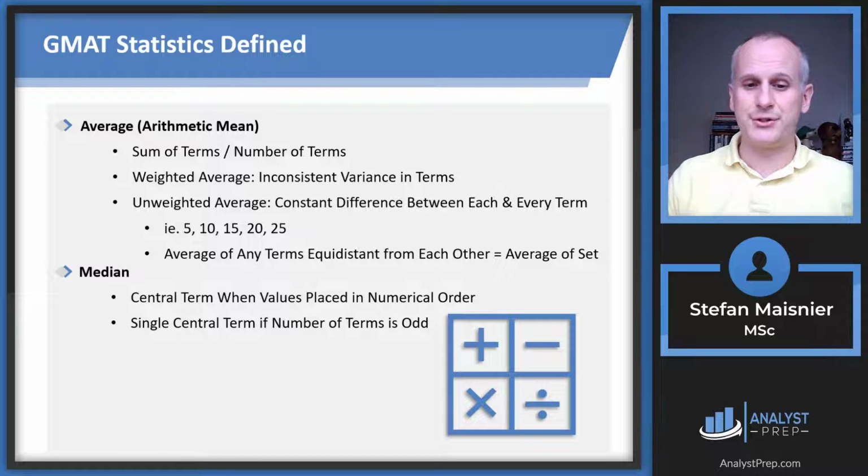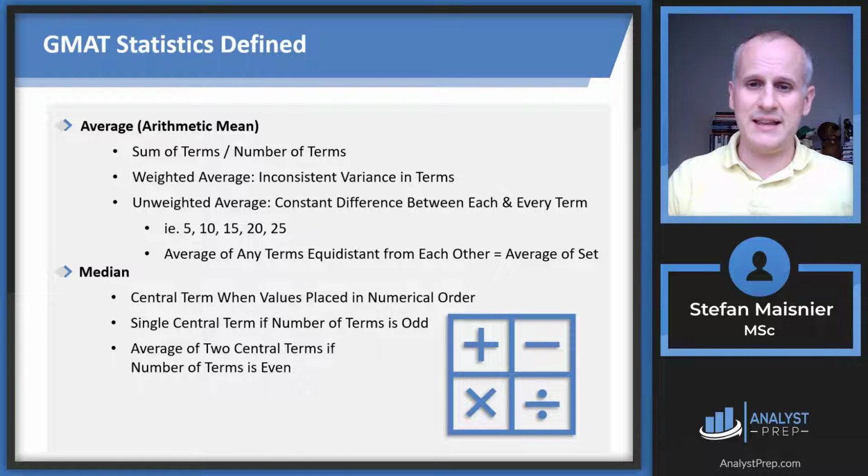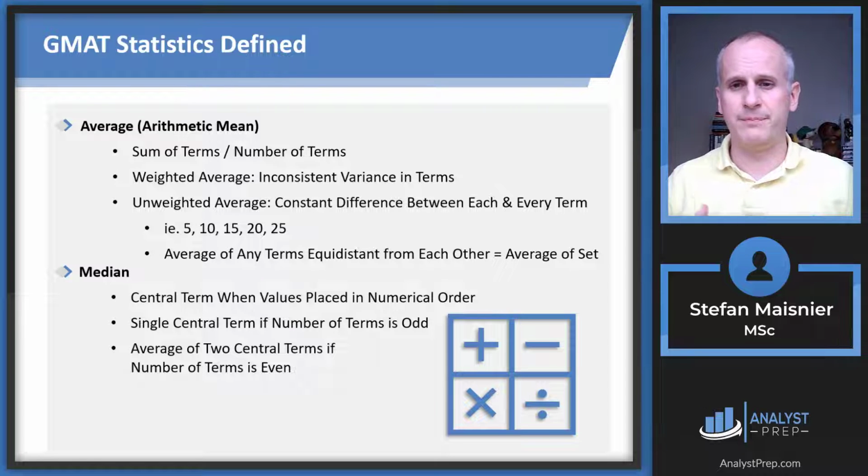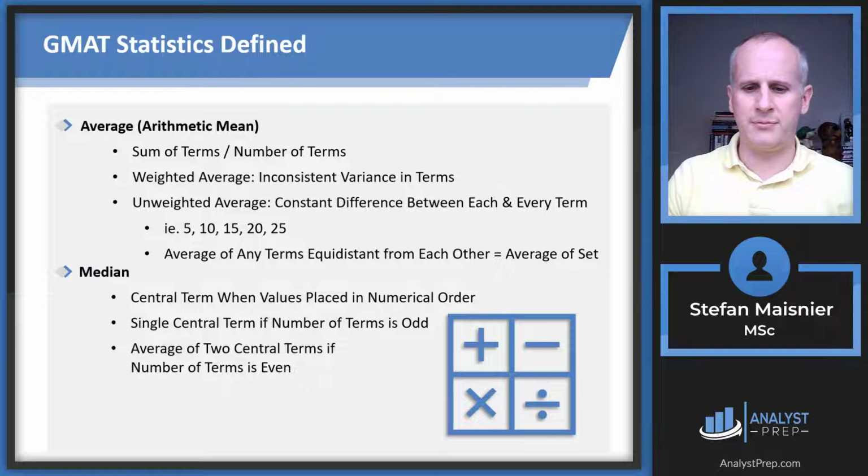It's the single central term if the number of terms is odd. So when you're considering median on this exam, you really want to first note whether you're dealing with an odd number of terms or an even number of terms. If it's an odd number of terms, you just set the numbers in order and pick the one directly in the middle. But if you have an even number of terms, you have to take the average of the two central terms, because there is no single middle value. You take the two in the middle, sum them, divide by 2, and you'll have your median.